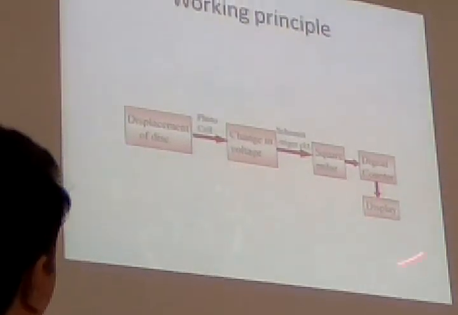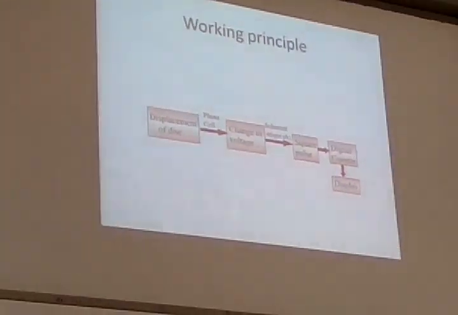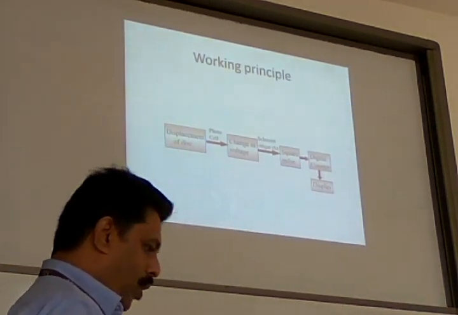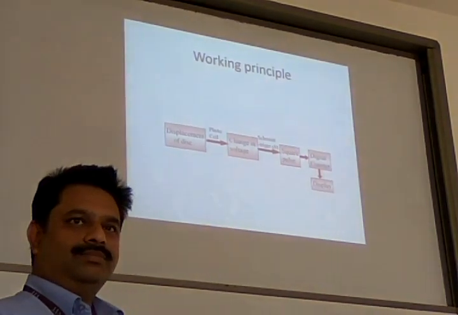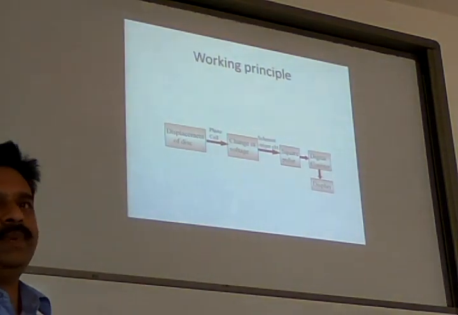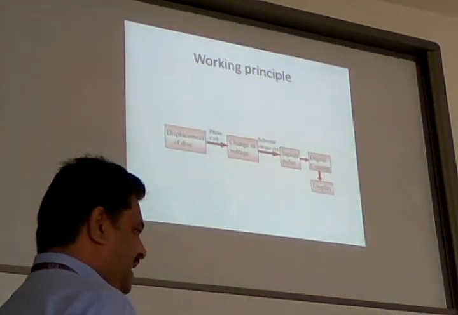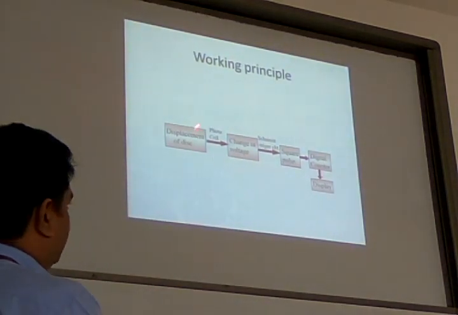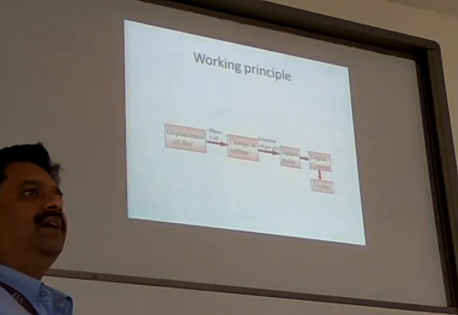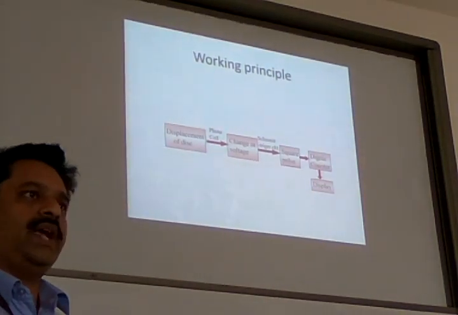What is the working principle? The working principle is the displacement of the disk. Basically, we will have a disk, the details of which we will see in a couple of minutes. The disk has opaque and transparent surfaces. Opaque means the light will not pass through; transparent means the light will pass through. With such a disk we will have a light source and a photocell, and the light is either allowed or not allowed. The light source is an analog signal, whereas whether it is allowed or not, yes or no, is a digital signal. That's why it is called a digital transducer.